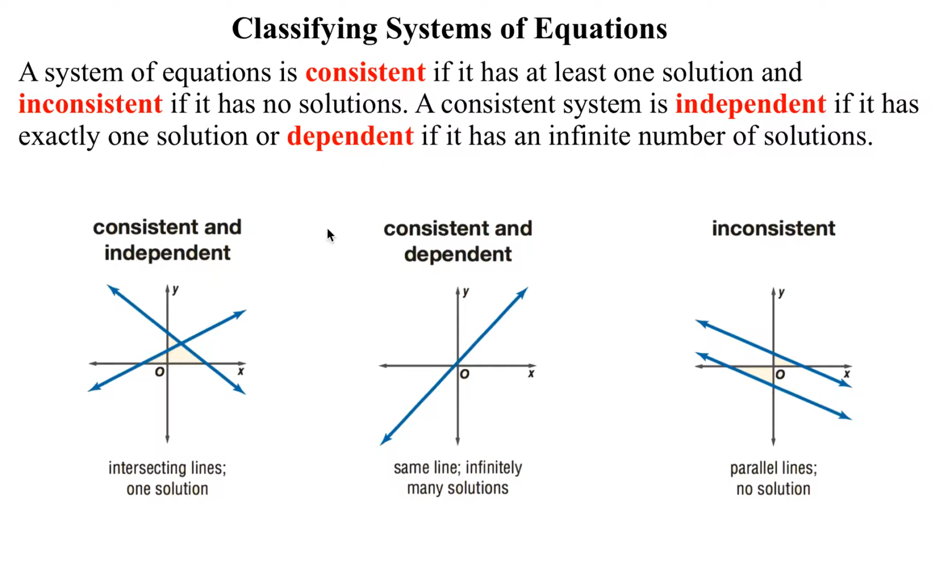So the two on the left are our consistent systems. They have solutions. There's one solution or there's an infinite number of solutions. So one solution when they cross at a single point, an infinite number of solutions when it's the exact same line. And then it's inconsistent, or no solution, if the lines are parallel.